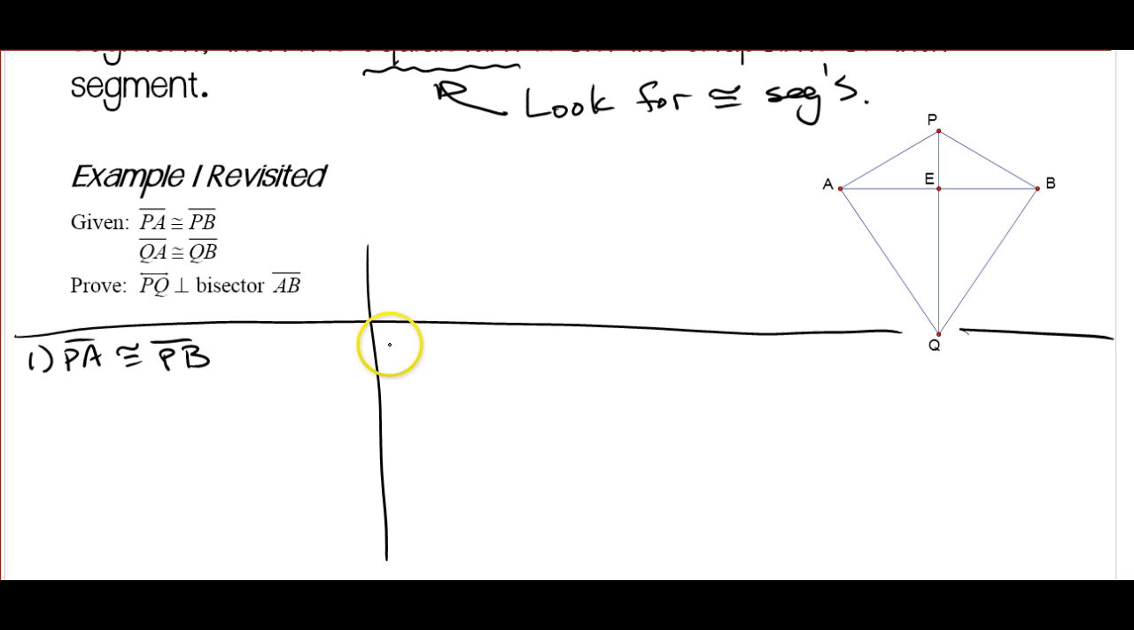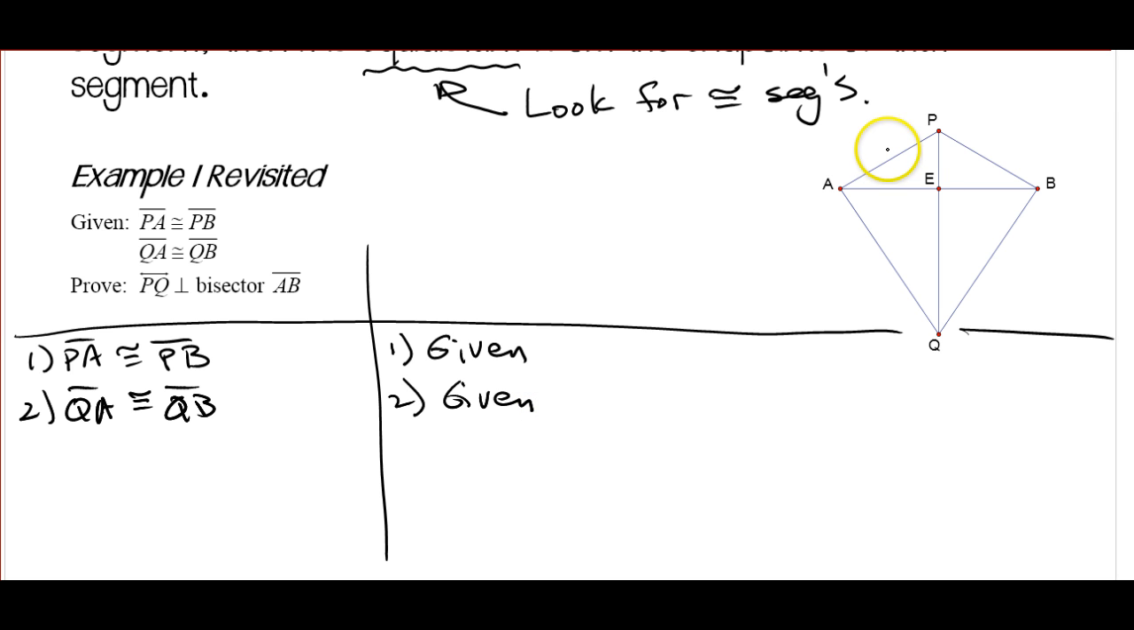But anyway, we're going back and looking at this example. So we've got PA congruent to PB, that's given. And I've got QA congruent to QB, and that's also given. So let's take a look at what this looks like in the picture.